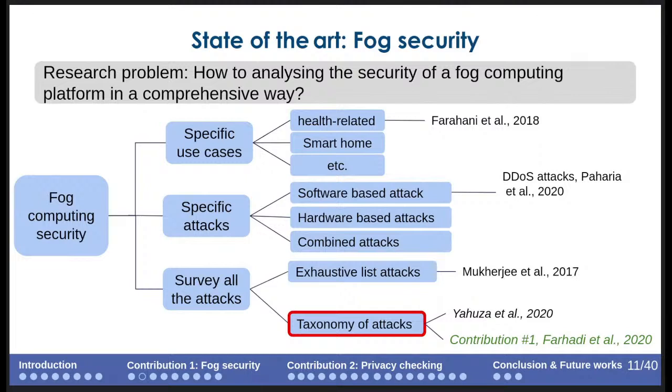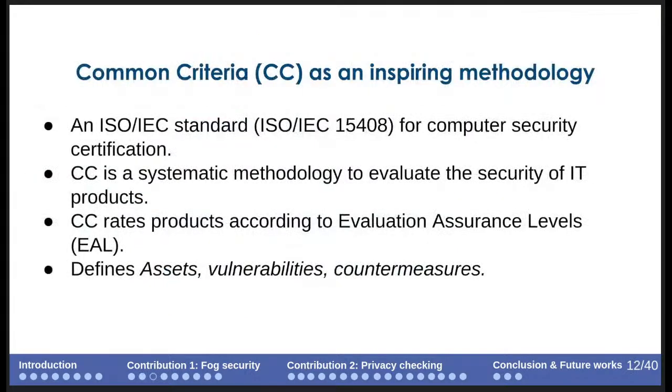They can be exhaustive and provide the whole list of attacks, or they try to provide a taxonomy. For example, a good paper on that, by Yahuza et al. in 2020, provides a taxonomy based on the security requirements of the fog system and the attacks on the fog system. However, none of these works follow a systematic methodology for analyzing the security of fog systems. Here, we use Common Criteria as an inspiring methodology for our work.